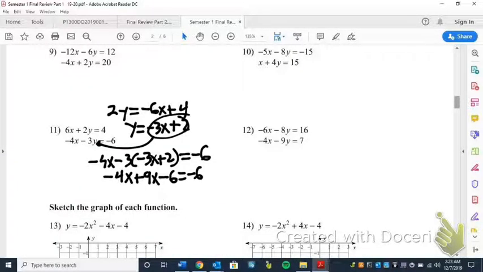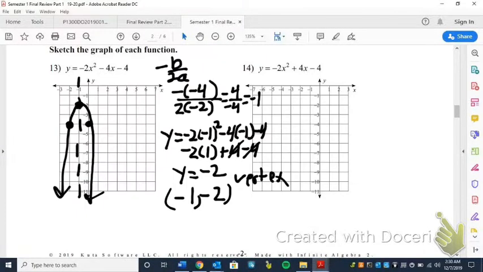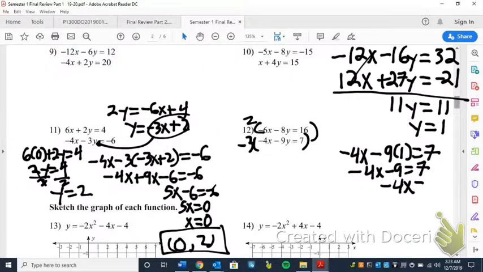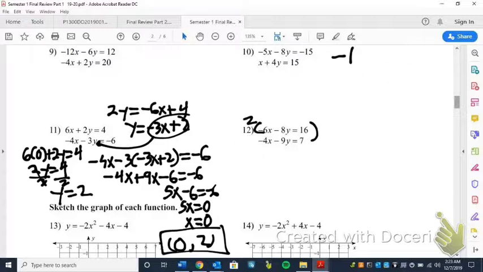Negative 4x minus 3, and then I put in the negative 3x plus 2, equals negative 6. Negative 4x plus 9x minus 6 equals negative 6, and there you see it. So then 5x equals 0, x equals 0. Plug the 0 back in, you get y equals 2.